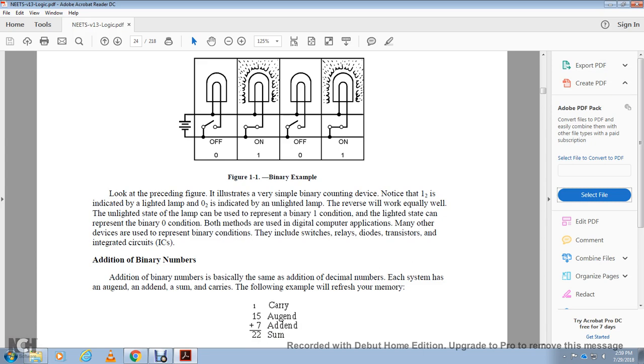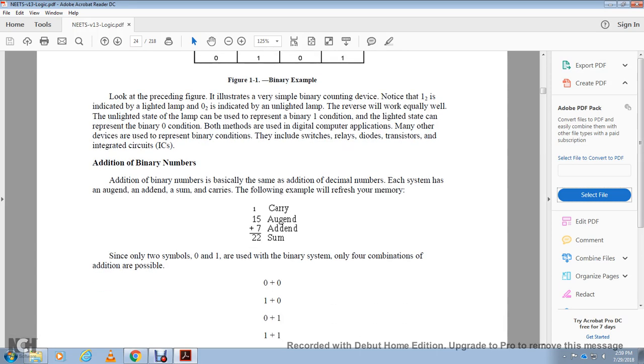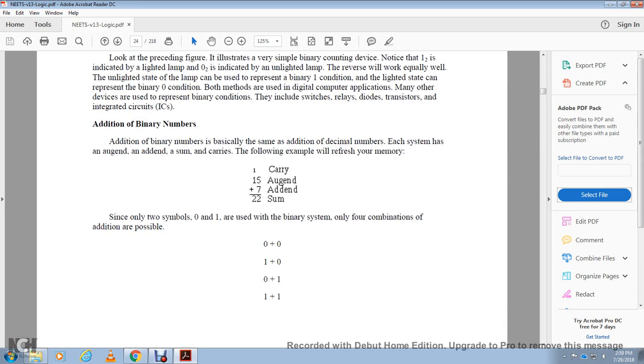15 is the augend, 7 is added in. You get a sum of 22. The carry was 1. Only two symbols, 0 and 1, are used in the binary system, with four combinations of addition: 0 plus 0, 1 plus 0, 0 plus 1, and 1 plus 1.